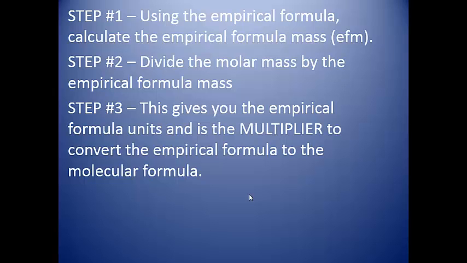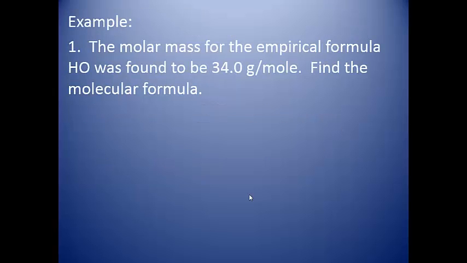So let's go through an example here. We already took a look at HO being the empirical formula for hydrogen peroxide, but let's show how this would work. So we know that the molar mass is 34.0 grams per mole, okay? And that is for the molecular formula, okay? The molecular formula is 34.0 grams per mole. We want to find the empirical formula, which we know is HO. We need to find the mass of that.